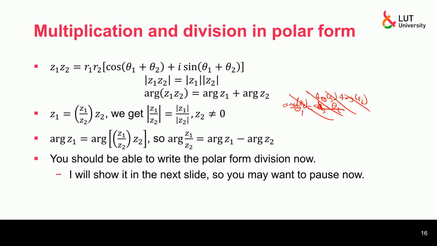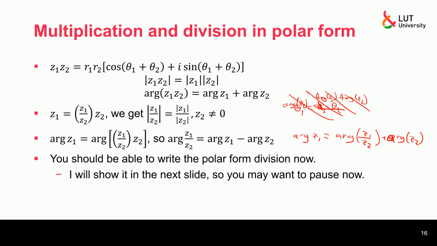So if the argument of z1 times z2 must be the argument of z1 plus the argument of z2, then it follows that the argument of the division, times this, so the argument of z1, exactly what it says here, the argument of z1 equals the argument of that multiplication, which is the argument of z1 by z2, plus the argument of z2.